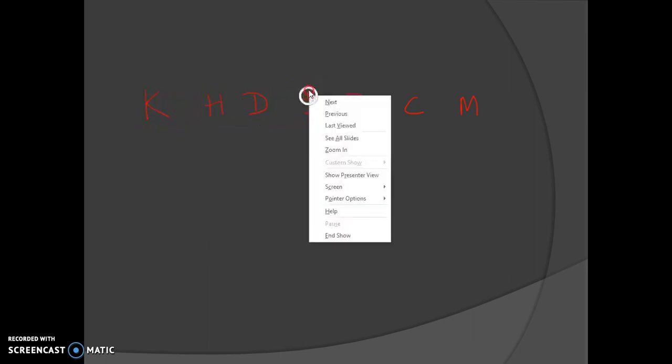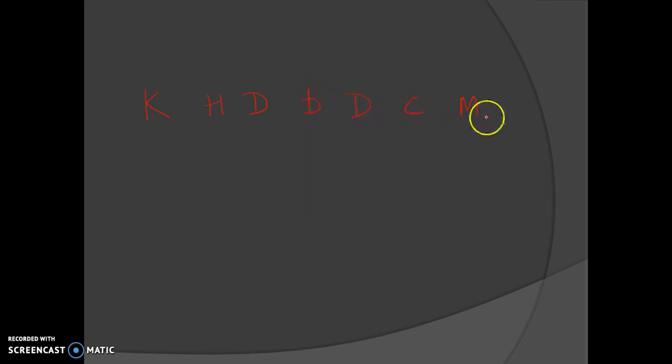So the first word was King. I'm going to write down K here. Henry, H. Died, D. By, B. Drinking, D. Chocolate, C. Milk, M. So what I did was I took the first letter of each word in this story and wrote it here. So what does it stand for in metric conversion?